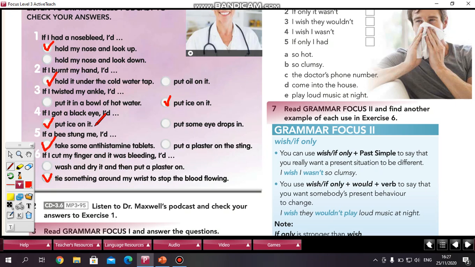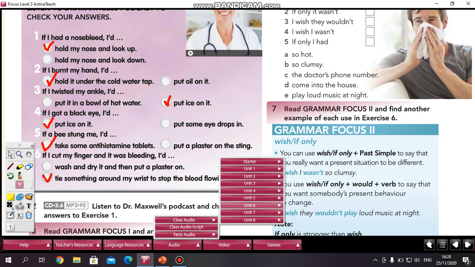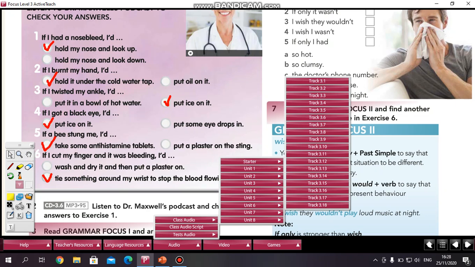Now, these are some of the things that might happen. So I imagine what can happen in the future. So it isn't really happening. This is only my imagination. What would be if it was? Okay, now we are going to listen to Dr. Maxwell's podcast and check our answers. So it's going to be here, 3.6. Just a moment, please. 3.6, here it is.